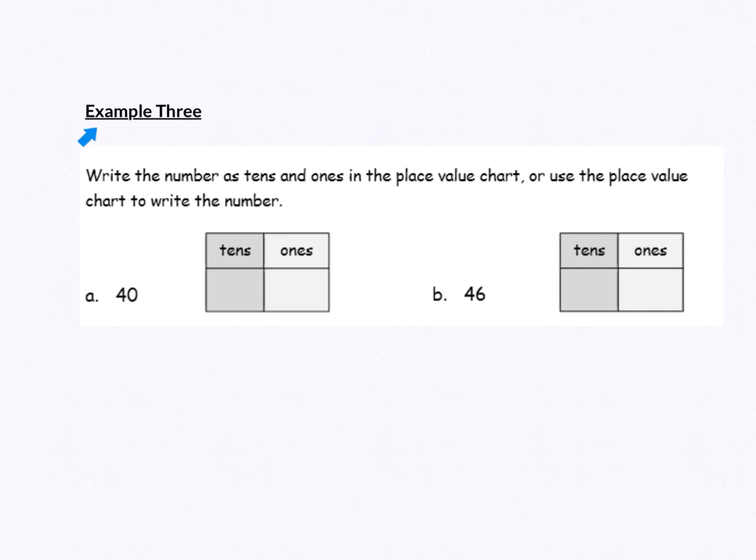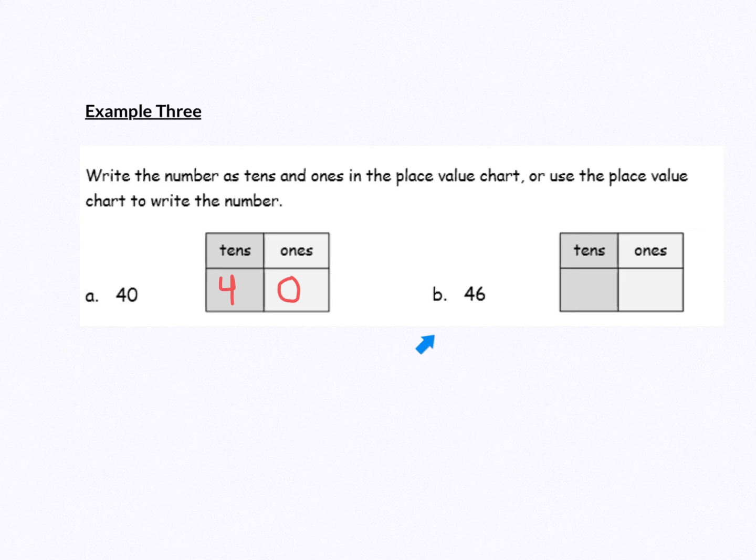So for example 3, our directions tell us to write the number as tens and ones in the place value chart, or we can use the place value chart to write the number. So for step A, we see a 0 and a 4, and a place value chart labeled with 1s and 10s. So we're just going to take this 0 and put it over here in the 1s place. And then we're going to take this 4 and slide it over to the 10s place. This means that there are 4 groups of 10 and 0 1s left over.